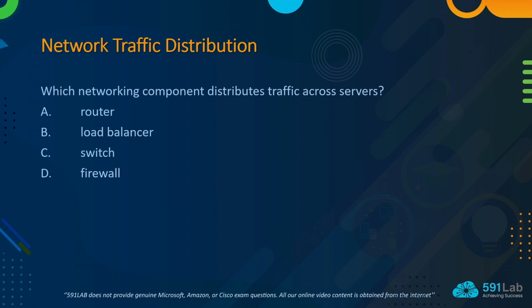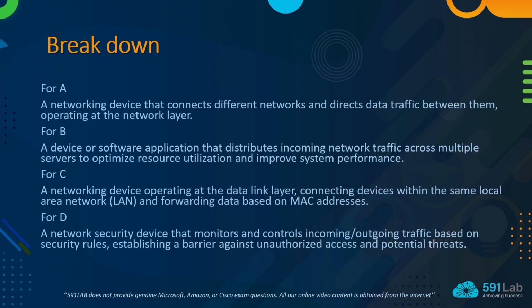Okay, let's break it down. For option A, a router is a networking device that connects different networks and directs data traffic between them. So it operates at the network layer of the OSI model. Routers primarily make decisions based on IP addresses and are critical for routing data between different networks.